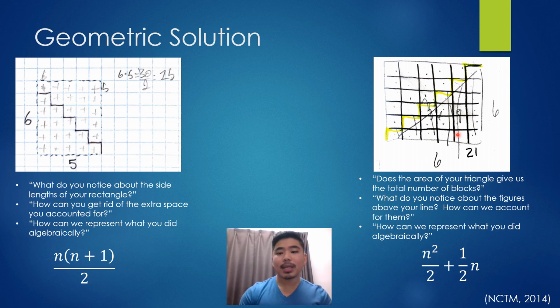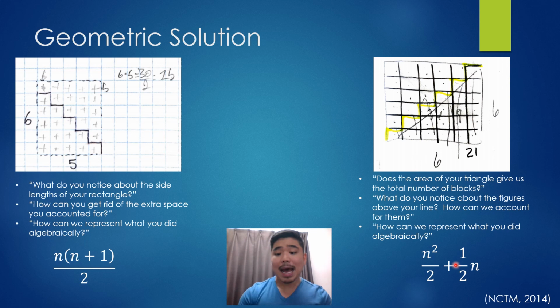And then another one of my students decided to construct it as a triangle and realized that the diagonal from point to point created half of a square. So they took n squared and divided it by 2, which was the area of the triangle. But then I asked them what they noticed about the figures above the line, and they quickly realized that those spaces were not accounted for in their formula.